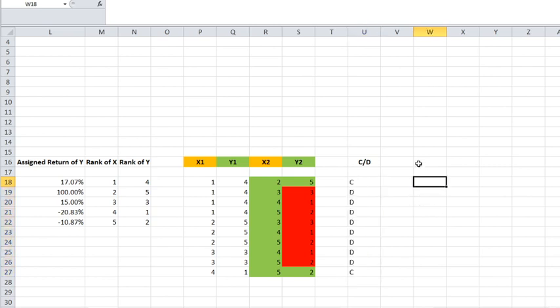But if this was a bigger sample, we would need to use a function, and I'll go ahead and use the function COUNTIF. So equals COUNTIF this range, and only count those values that are equal to C. And it will tell us that there are 2 values of C and there are 8 values of D, for a total number of pairs of 10.